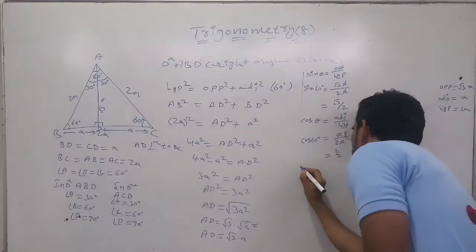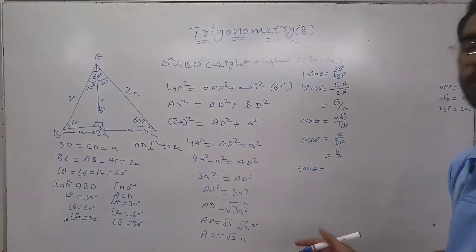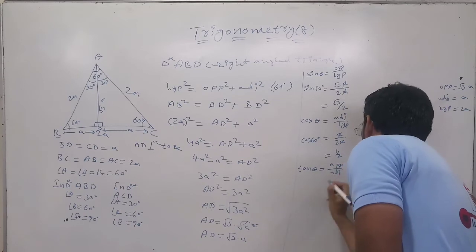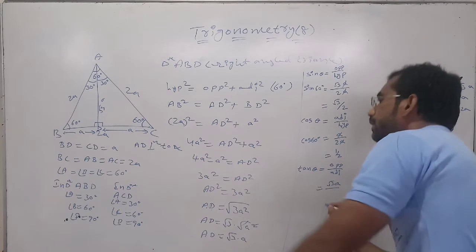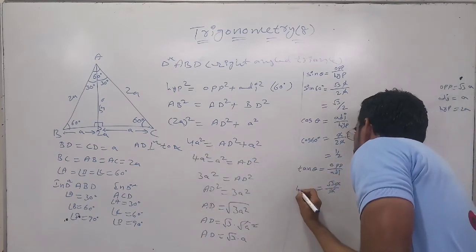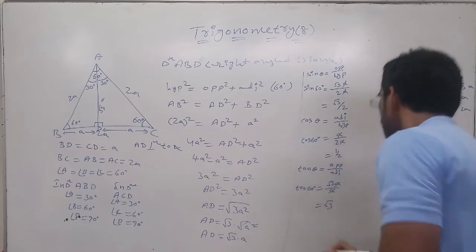Next, tan theta is equal to opposite by adjacent. Opposite side by adjacent side. Opposite, how much did we get? Root 3a, and adjacent, how much is it? a. The a gets cancelled. Then tan 60 degrees is root 3.